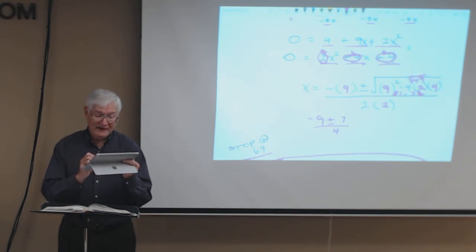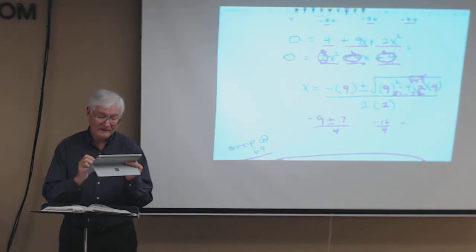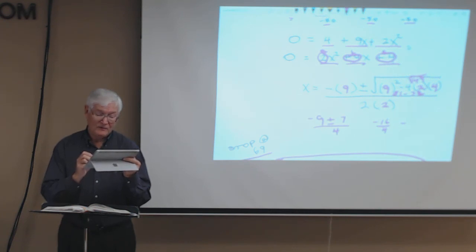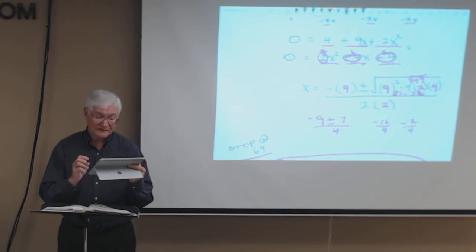I'm either going to have negative 16 divided by 4, or I'm going to have negative 2 divided by 4. So x is either negative 4 or x is negative 1/2.